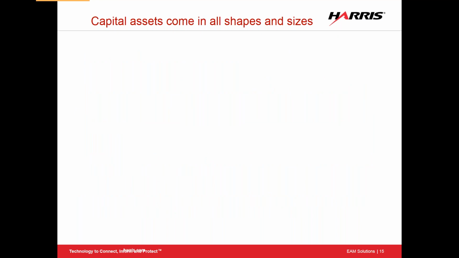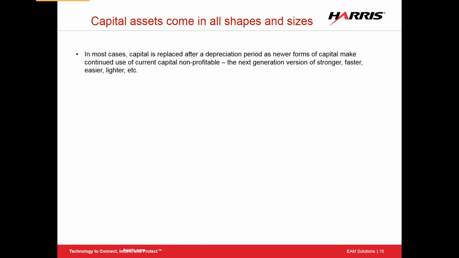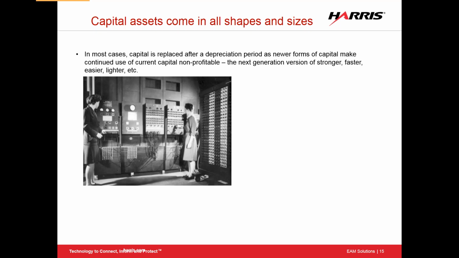Capital assets come in all shapes and sizes. Okay. In most cases, some of you will relate to this more than others, but capital is replaced after a depreciation period, as we've mentioned. This happens to be a 72-year-old computer. It's called the ENIAC, 1946, 17,000 vacuum tubes, 30 tons. We have more computing power today in our hand than we had in this machine so many years ago.